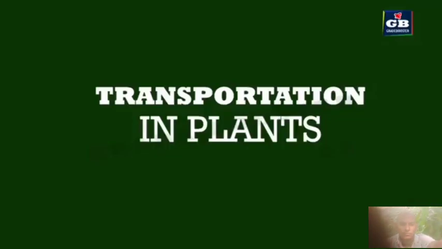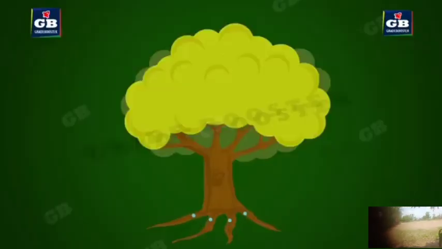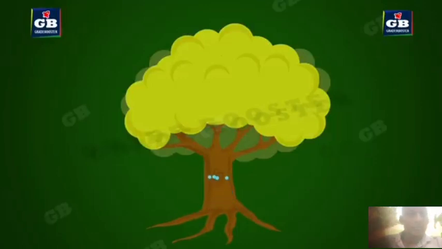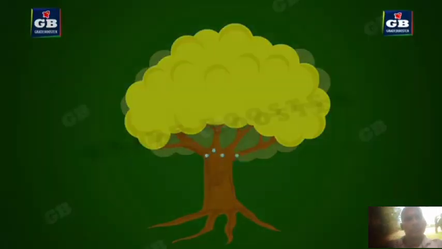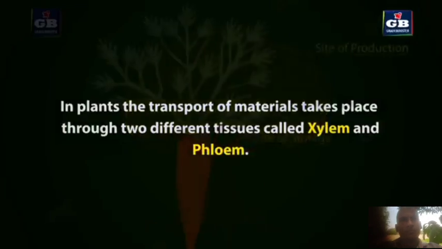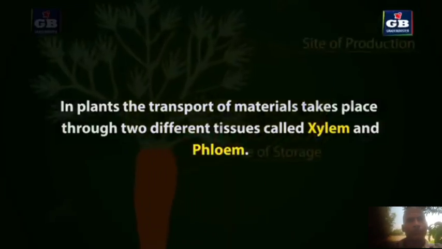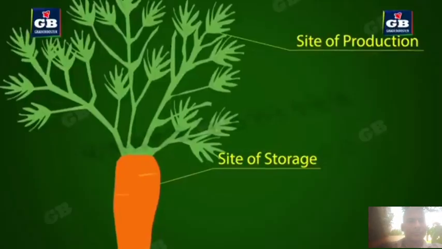Now, we will study the plant transport system. The requirement of energy in plants is less. That's why they have a slow transport system. In plants, the transport of food and water takes place by two different types of tissues. They are xylem and phloem. The food that is prepared in the leaves of the plants during photosynthesis has to be supplied to different parts of the plants. This process is called translocation.